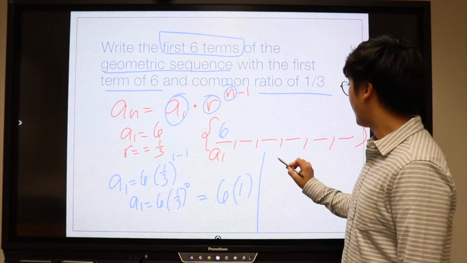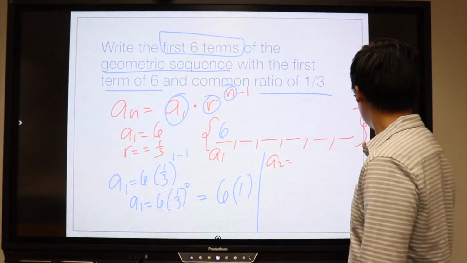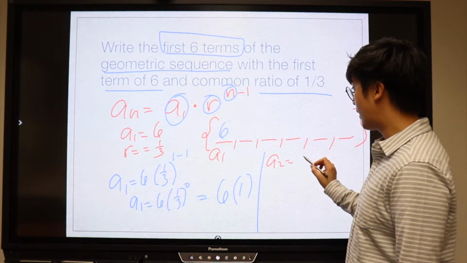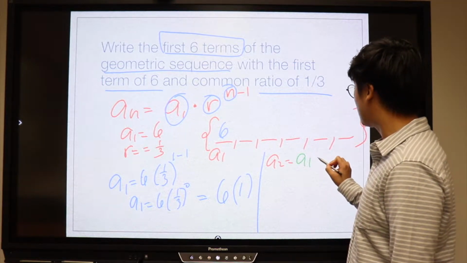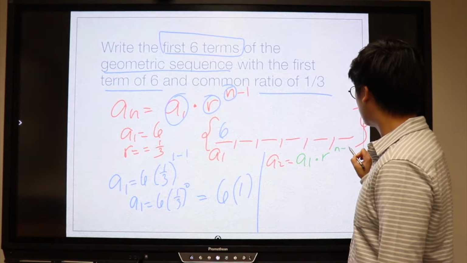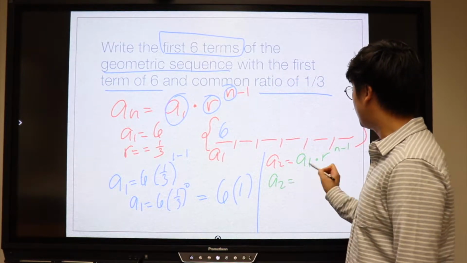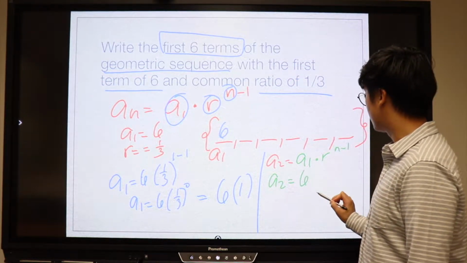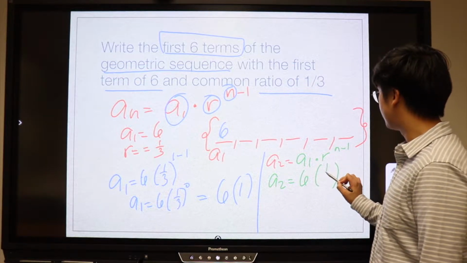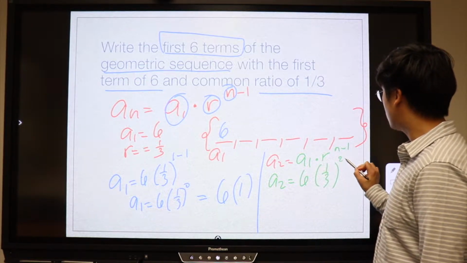Same thing. a sub 2 this time. What is a sub 1? Because it needs to be a_1 times r^(n-1). So a sub 2 is, what is the first term? 6. What is r? 1/3. And n is 2 minus 1, right?